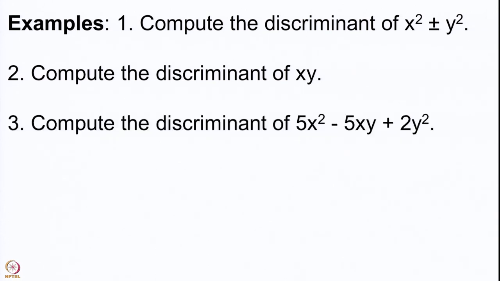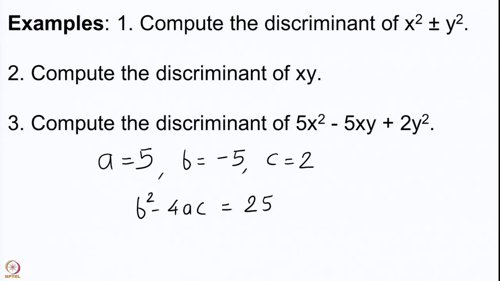Let's go to one more example. Compute the discriminant of 5x square minus 5xy plus 2y square. This is a slightly complicated example. So we get that B square minus 4AC is 25 minus the product AC is 10, and you multiplied by 4, so we get 40, and so the discriminant is minus 15. So we have computed these various discriminants. To recall, the answer here was minus or plus 4. The answer here was 1 and the answer here is minus 15.